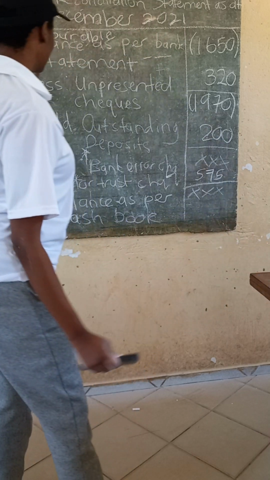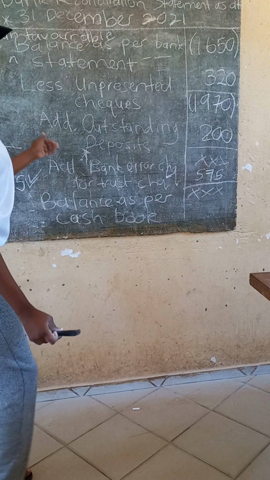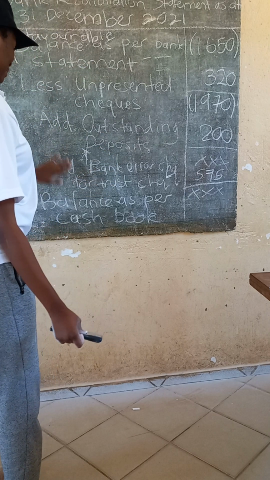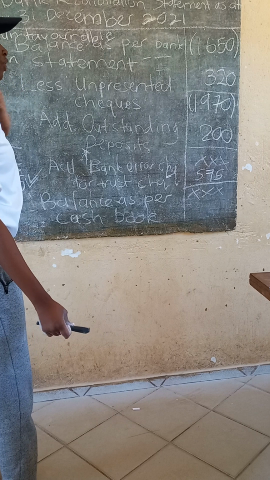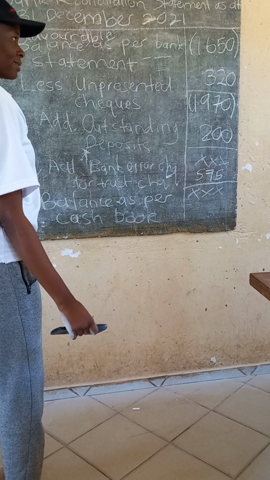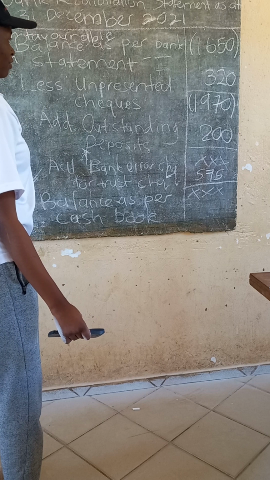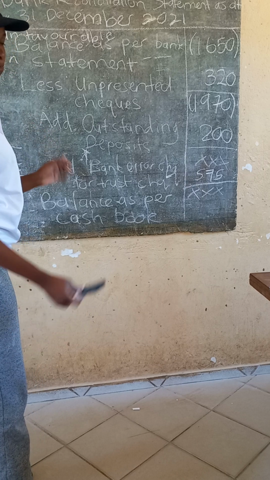So NB, this is the order. You can't just start with bank error checks and put them here. You can't just end with unpresented checks. This is the order. This is how you're supposed to record your entries. Failure to do that, you'll be penalized. So let's just stick to the order, these orders I've given you. This is the standard. This is how it's supposed to be done.